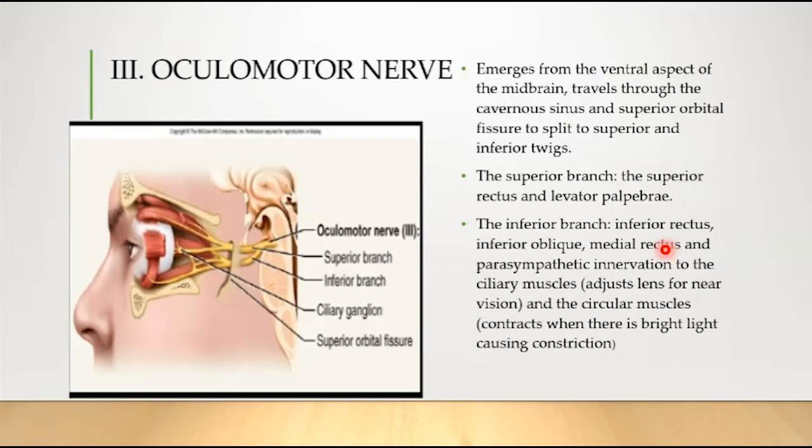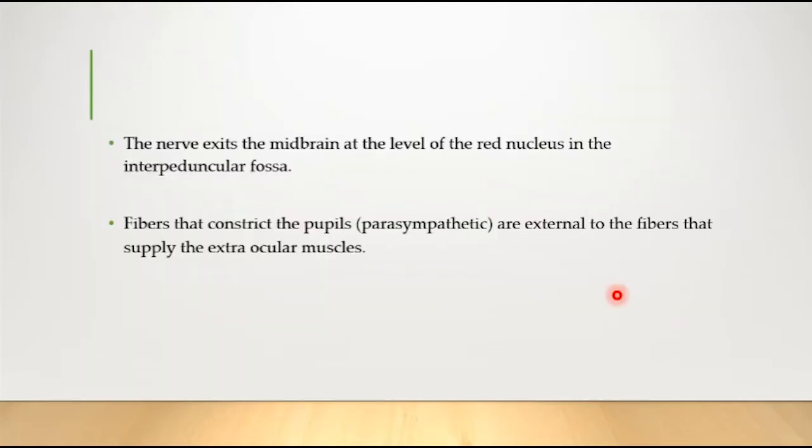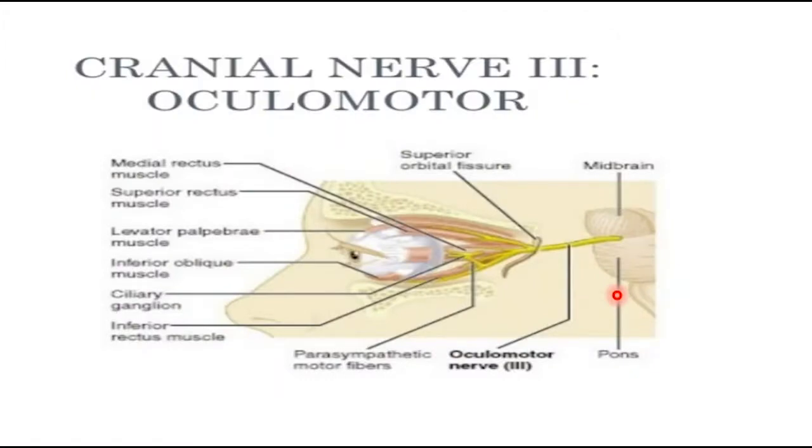What's a mnemonic to remember the extraocular muscle supply? Is it 6? If you have an oculomotor palsy, as we talked about yesterday, the eye is down and out, because it will be SO4 and LR6. We talked about how it takes part in the parasympathetic supply to constrict the pupil. This is a diagram that shows the superior orbital fissure and the superior and inferior branches that supply the extraocular muscles, and also the parasympathetic supply and the levator palpebrae muscle.